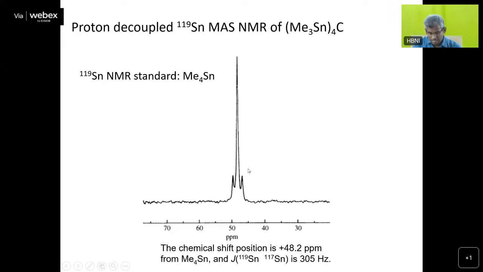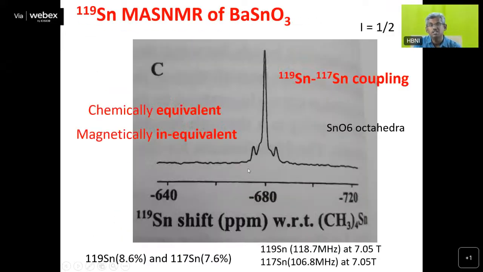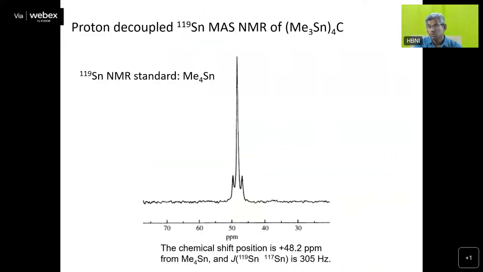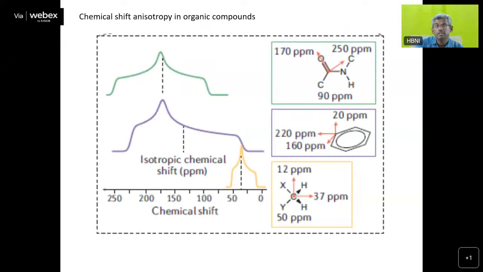In the case of barium stannate, there is no decoupling, only a single pulse experiment: a single 90-degree pulse is applied, and we measure the decay of the magnetization inside a coil. Here we do decoupling, and after applying decoupling we can very well see a single peak with symmetric side peaks, not exactly sidebands. This is coming because of the coupling between tin-119 and tin-117, and this value is of the order of 305 Hz. So this is one compound.